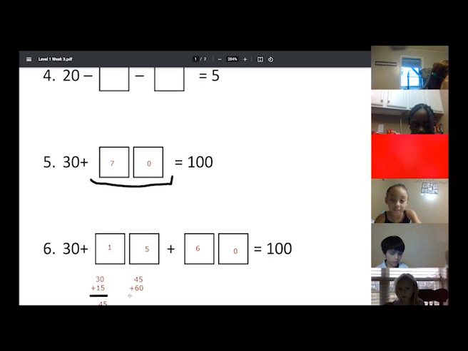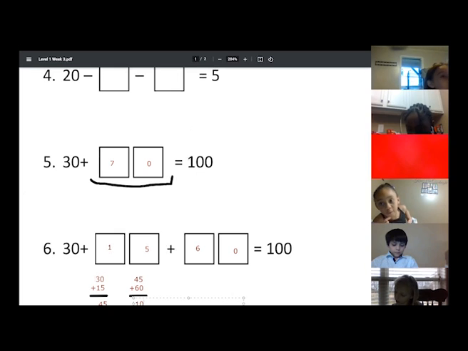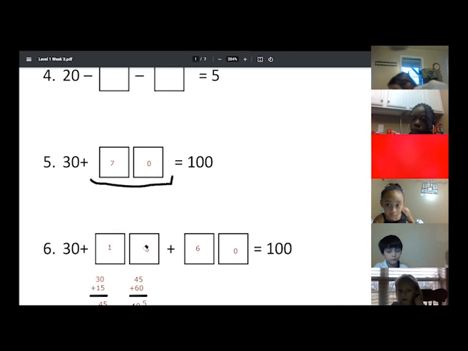So 45 plus 60, we would actually say 5 plus 0 is 5 and 4 plus 6 is 10. So we would get 105. I wrote that weird, but we would get 105. So that one's not going to work either. This problem is pretty tricky, isn't it? London, do you have an answer that you think will work?